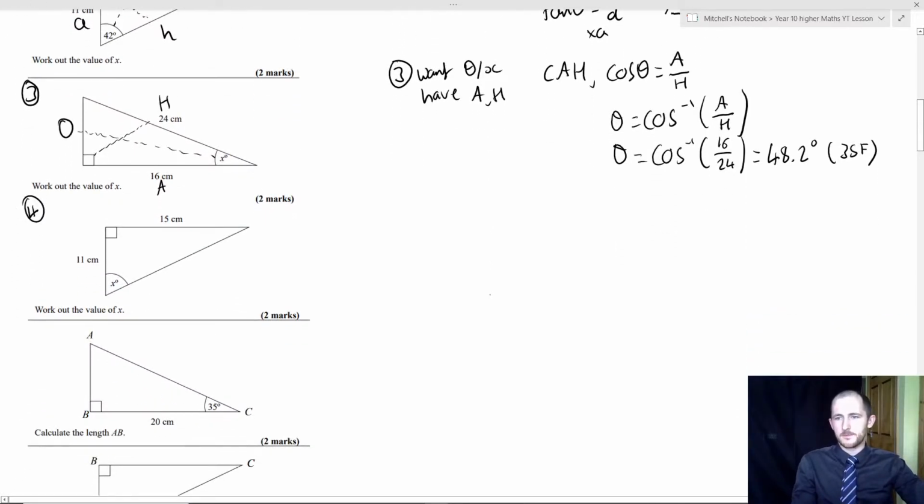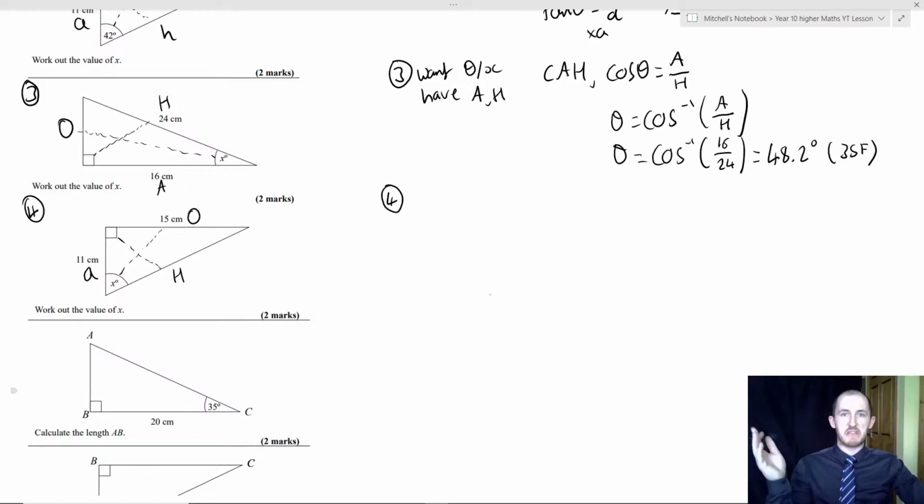Going on to question 4. Once again, we start by labelling the sides. Opposite the angle we want or are given is going to be your opposite. Opposite the right angle is going to be the hypotenuse. And then the last side is going to be your adjacent. Okay? That's it. Now let's have a look at what we want and have.